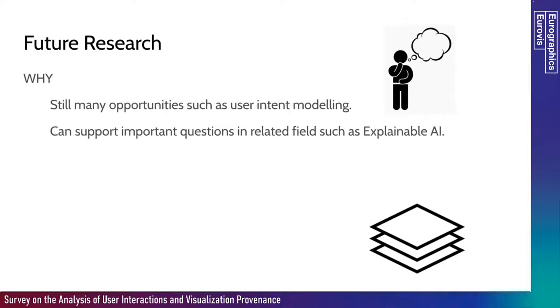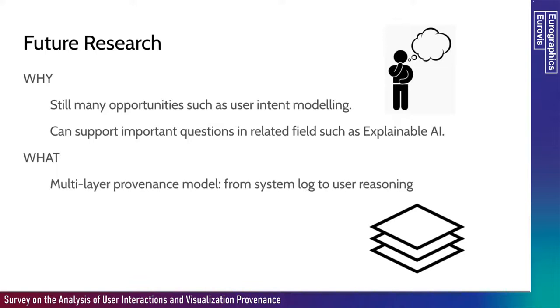As for provenance encoding, many of the existing methods do not fully consider the multi-layer nature of provenance, from the low-level system logs, such as mouse movement, to the reasoning-related provenance, such as insight and rationale. Besides increased complexity, it is difficult to capture provenance such as user thinking. In most cases, this is still done manually, which is ineffective and time-consuming.